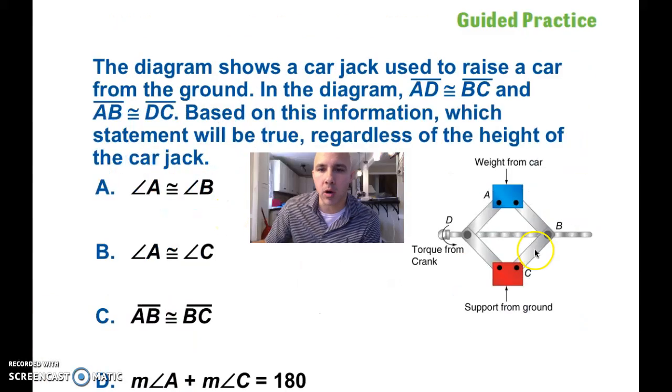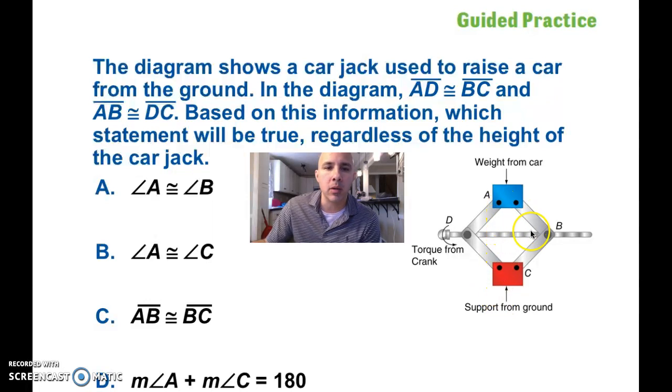Diagram, it shows a car jack. Here goes the support from the ground. There goes the weight from the car. And there goes that crank. All right, the diagram shows a car jack used to raise a car from the ground. In the diagram, AD is congruent to BC, and AB is congruent to DC. Based on this information, which statement will be true regardless of the height of the car jack?